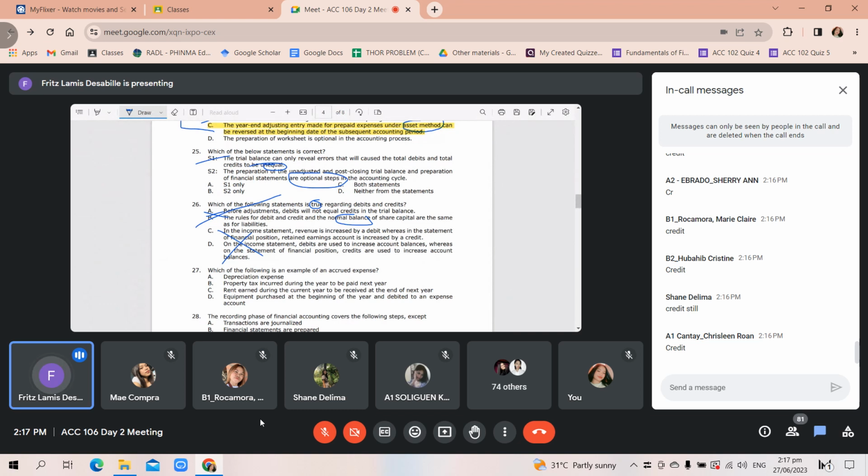Wrong. In the income statements, debits are used to increase expenses and credits are used to increase revenue. In the financial position, credits are used to decrease assets, increase liability, increase owner's equity. And debits are used to increase asset, decrease liability, decrease owner's equity.